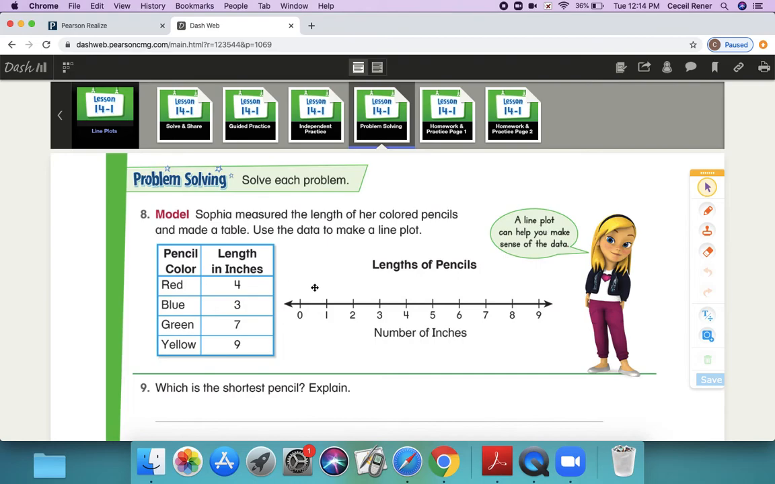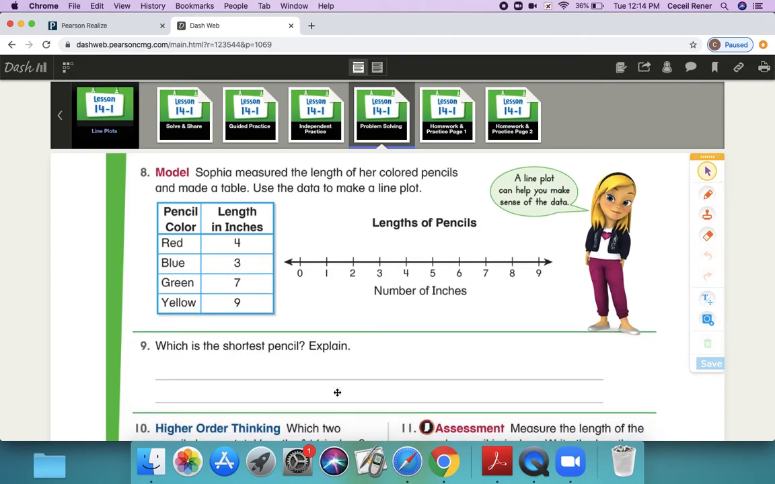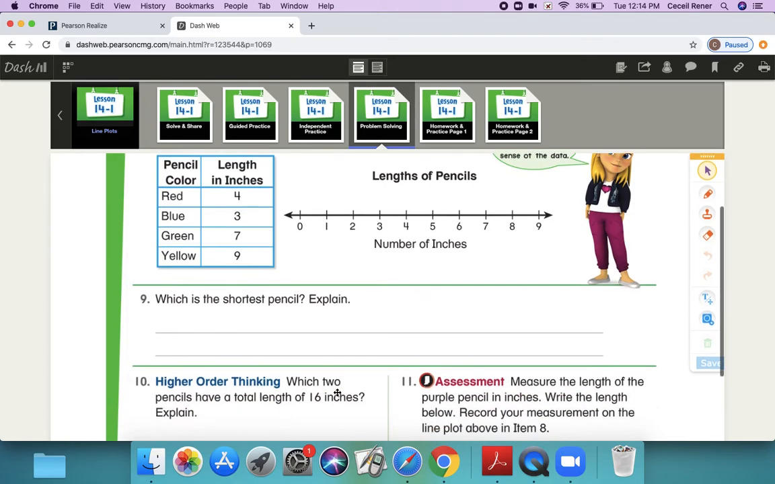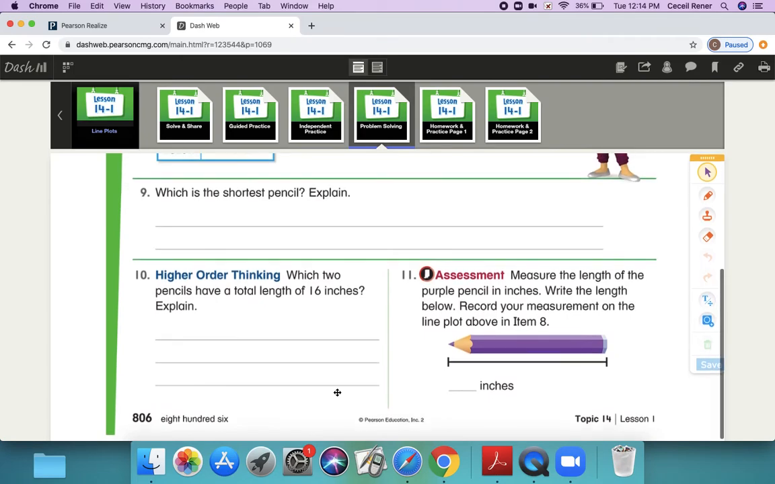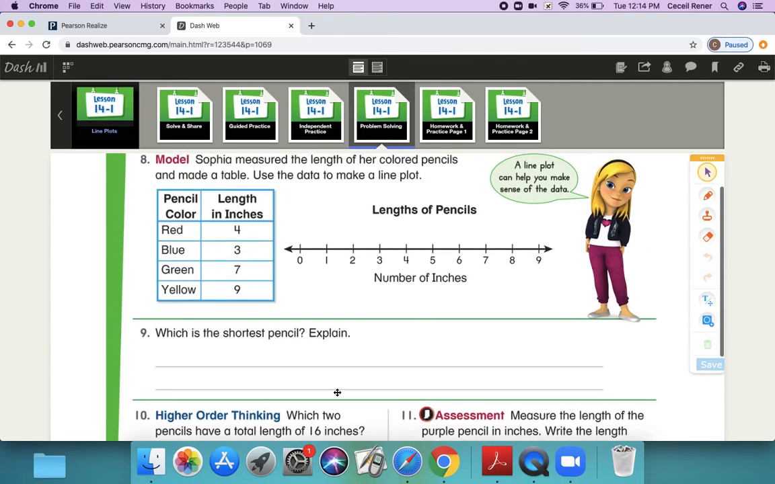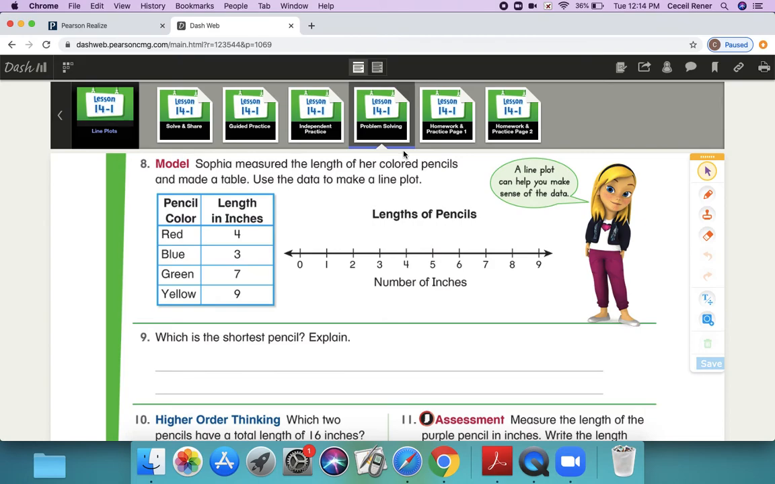Now you have to make a line plot. You're going to have to answer the questions. Very easy. And then you'll have your homework pages as well. So there you go. You'll have some practice to do. I would also like you to work on your extra math and some Prodigy.